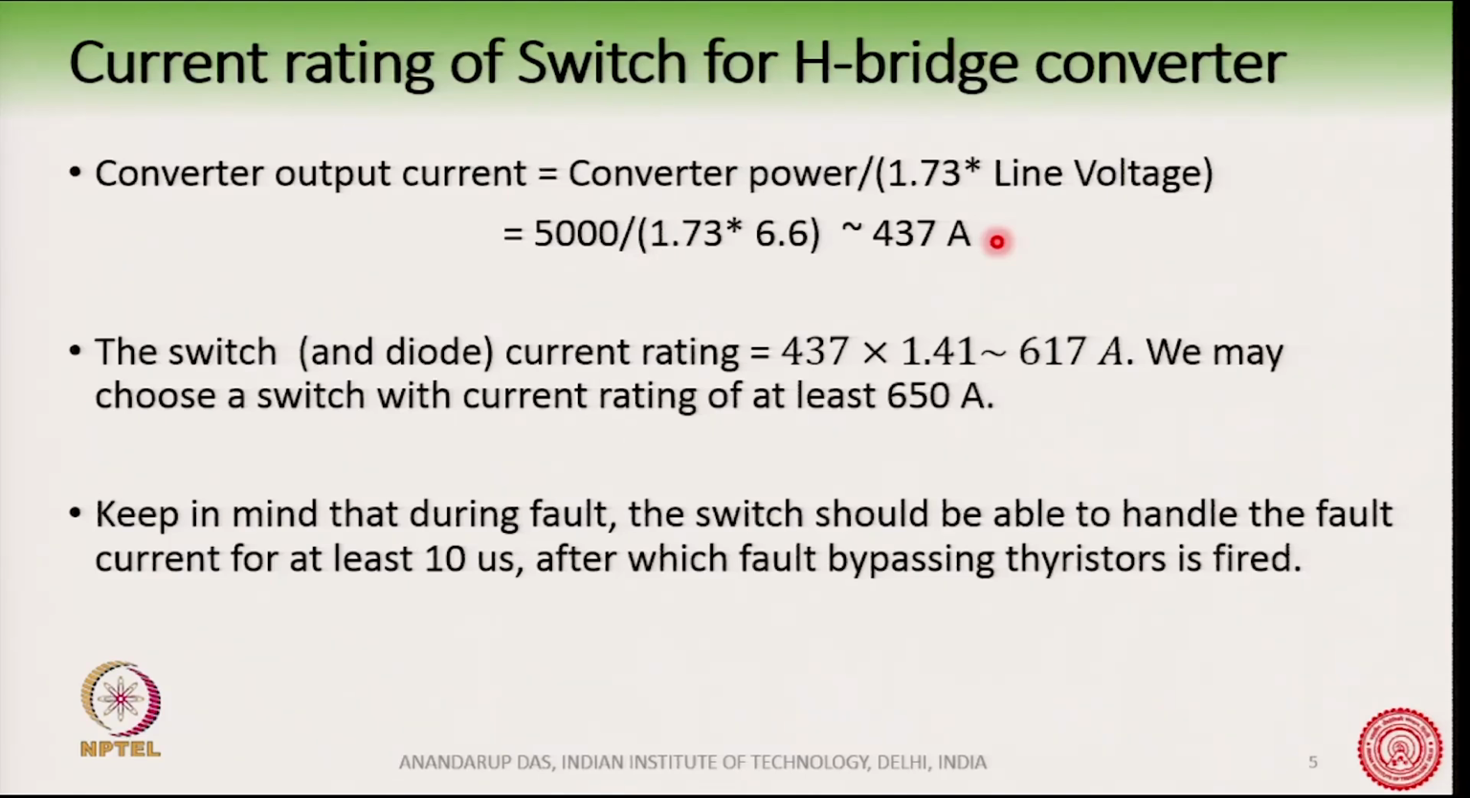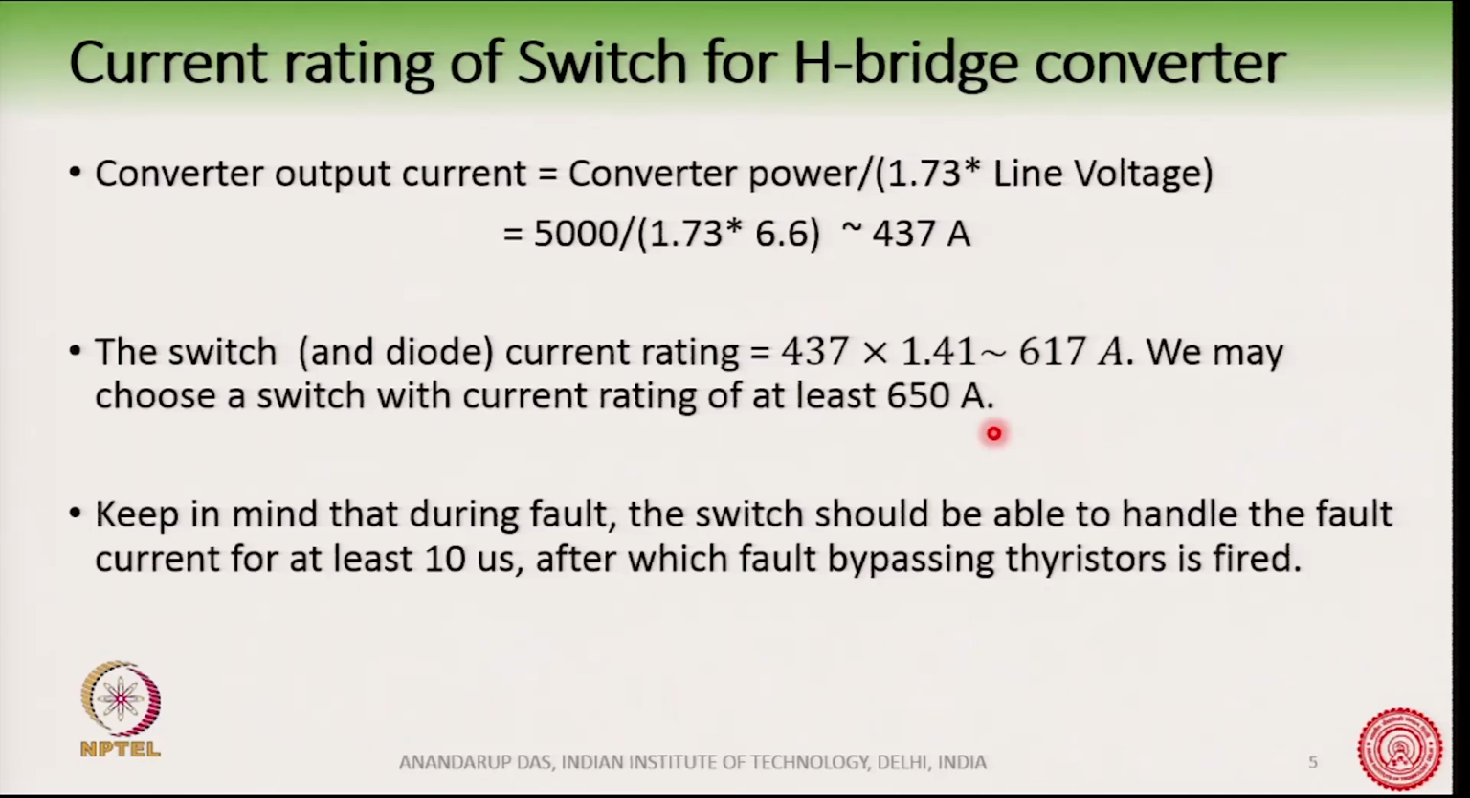So, all the switches and diodes should be rated for at least 437 into 1.41. This value is the RMS current, and so the peak value is about 617 ampere. So, all the switches and diodes should be rated for at least this value. Okay. So, for safety purposes, we may choose a switch with a current rating of at least 650 ampere, someone may choose even 700 amperes also. Okay. So, this is how much margin you can keep in your design.